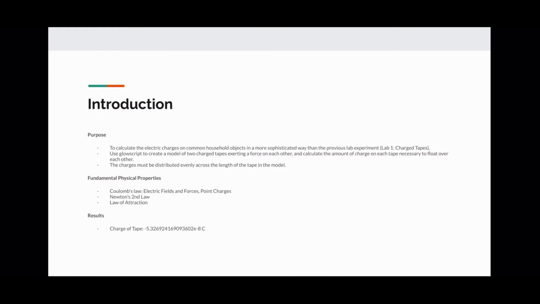To introduce this lab, the purpose of it is to calculate the electric charges on common household objects in a more sophisticated way than the previous lab experiment. We are using GlowScript to create a model of the two charged tapes exerting a force on each other and calculating the amount of charge on each tape necessary to float over one another. The charges must be distributed evenly across the length of the tape in the model. The fundamental physical properties of this lab include Coulomb's law, Newton's second law, and the law of attraction.